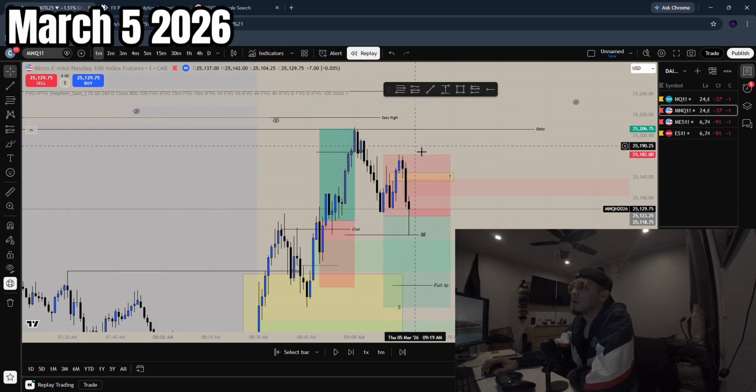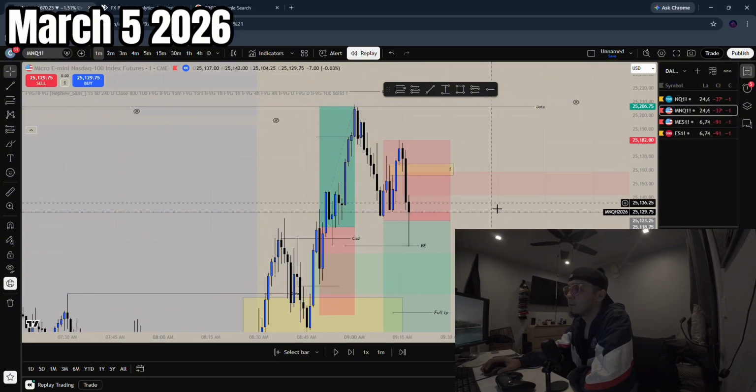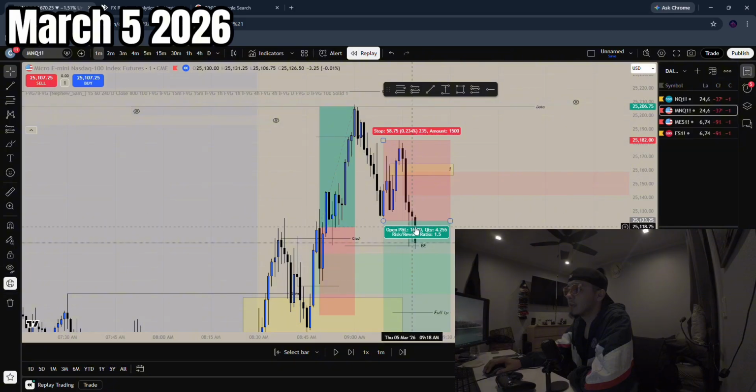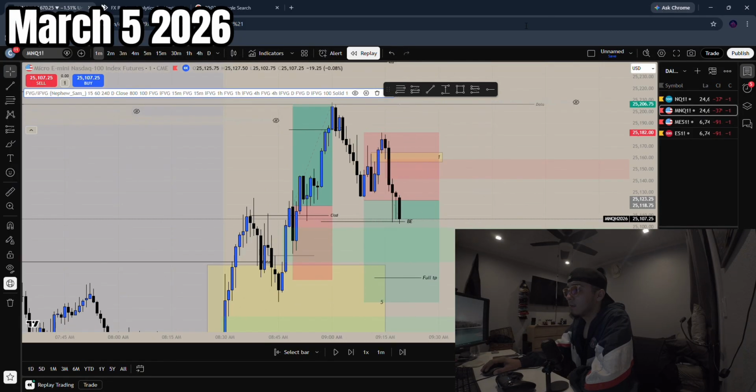Then it came back, continuation shorts off of this 1 minute inverse. I entered, I believe, off of the change in state of delivery. Here I think I entered late. Or yeah, I think I entered off of this one, but it entered me late. Entered, hits break even.